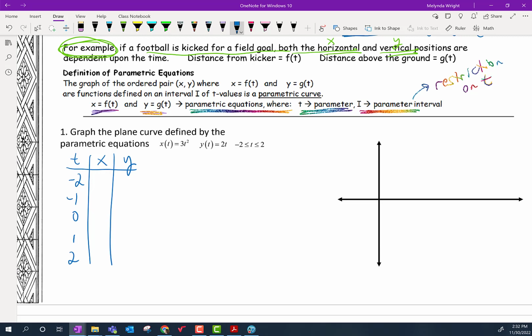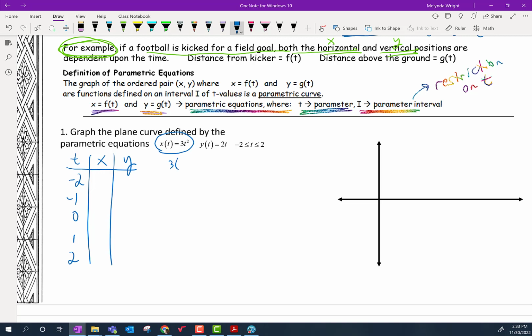Now, what I like to do when I'm filling out my little triple T charts is I like to do one column at a time. You don't have to, you can do a point at a time, but I want to start with the X column and I want to finish it. So that's what I'm going to do.